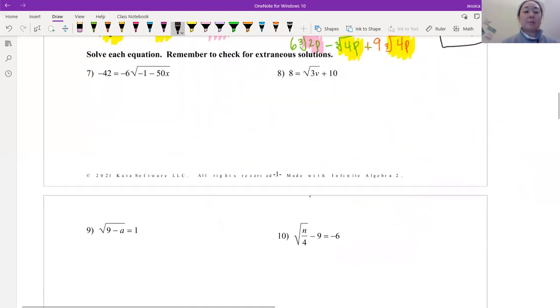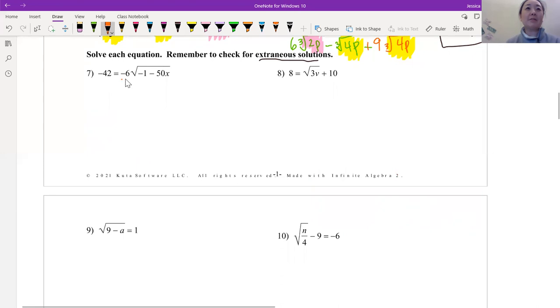All right, we're on to number 7. I think a lot of people are pretty okay with these. Just remember to check for extraneous solutions. Extraneous solutions mean the answer that's not an answer, the solution that's not a solution. Gotta check for that.